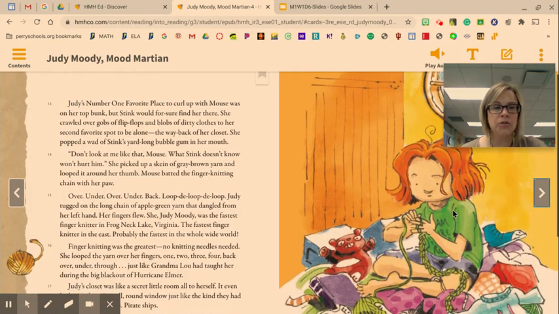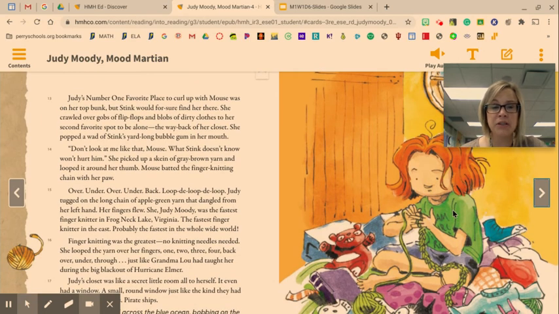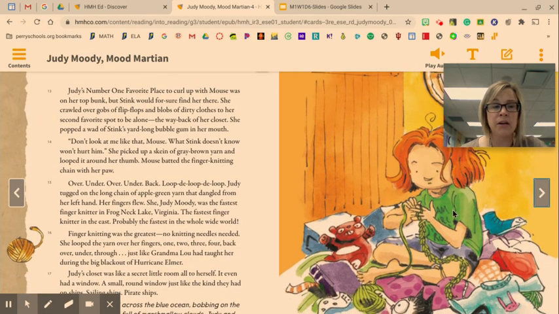All right. Judy's number one favorite place to curl up with Mouse was on her top bunk, but Stink would for sure find her there. She crawled over globs of flip-flops and blobs of dirty clothes to her second favorite spot to be alone, the way back of her closet. She popped a wad of Stink's yard-long bubble gum in her mouth. Don't look at me like that, Mouse. What Stink doesn't know won't hurt him.